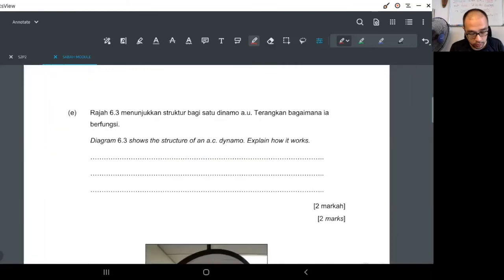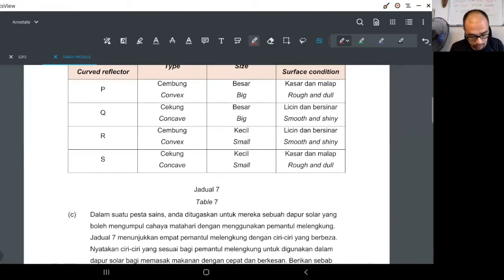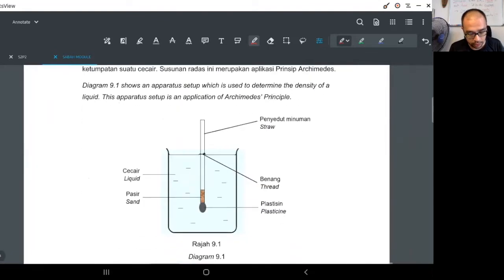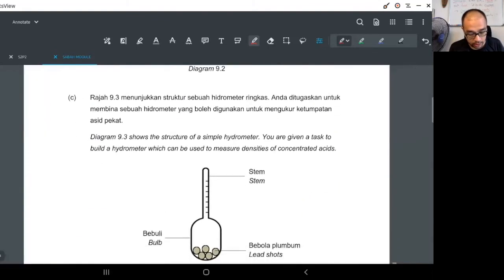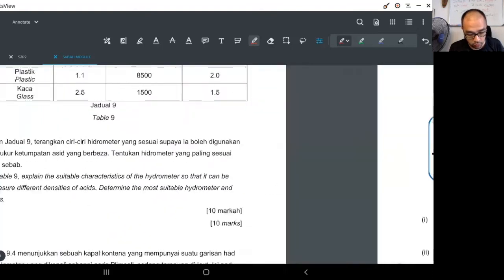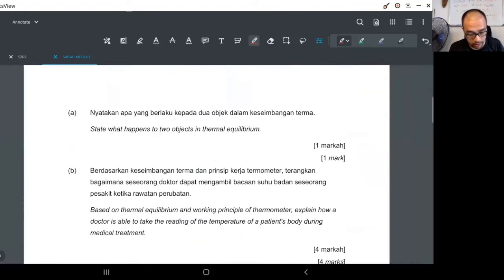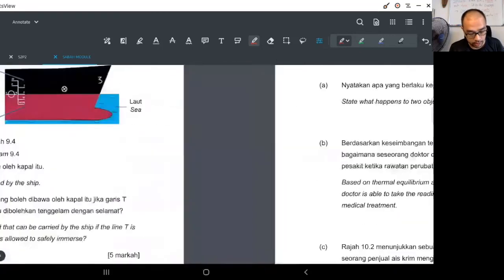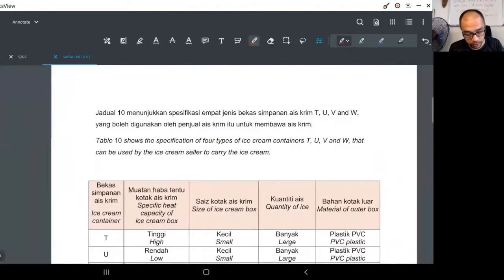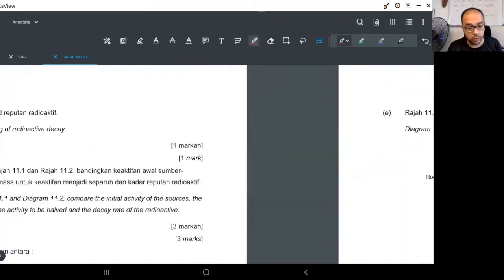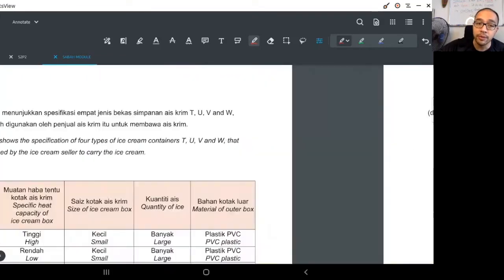Let's continue. This is light. I don't think we'll see any more structure. Let's just take a look and see. This is chapter 2. Question number 9 is heat. Question number 10 is heat. Question number 11 is radioactivity. Okay, so we're done. Let's go into the next chapter, which is light.